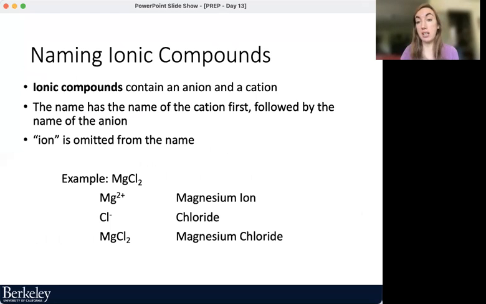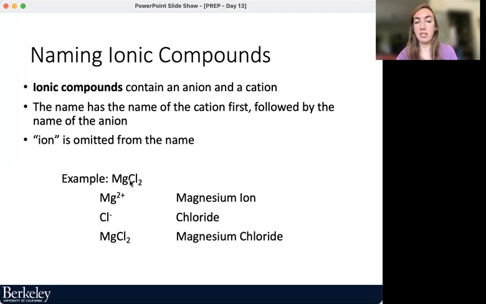So MgCl2 has a magnesium ion. Magnesium is in that second column, so we know that it's +2. Chlorine is a -1 anion. We change the chlorine to chloride, and it becomes magnesium chloride. So if I look at the name magnesium chloride, I don't need to tell you it's magnesium with 2 chlorines because you can figure that out based on the charges.